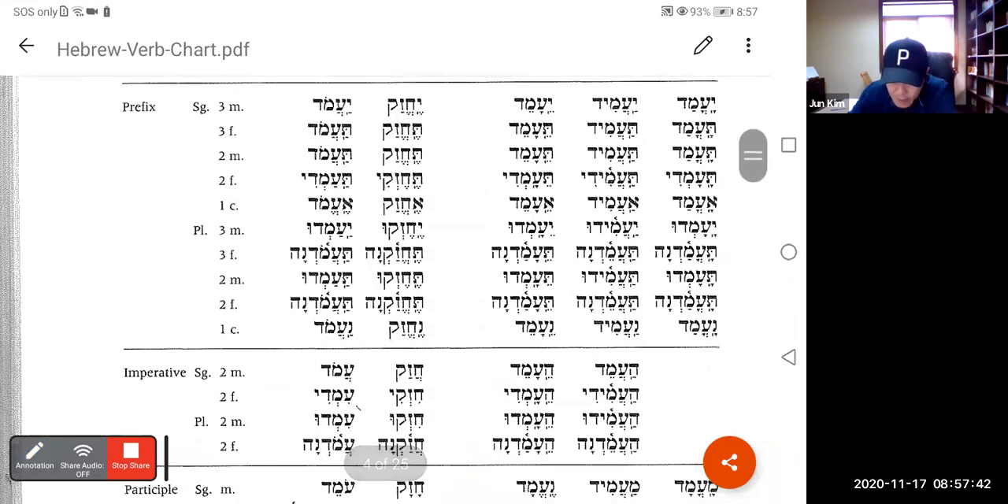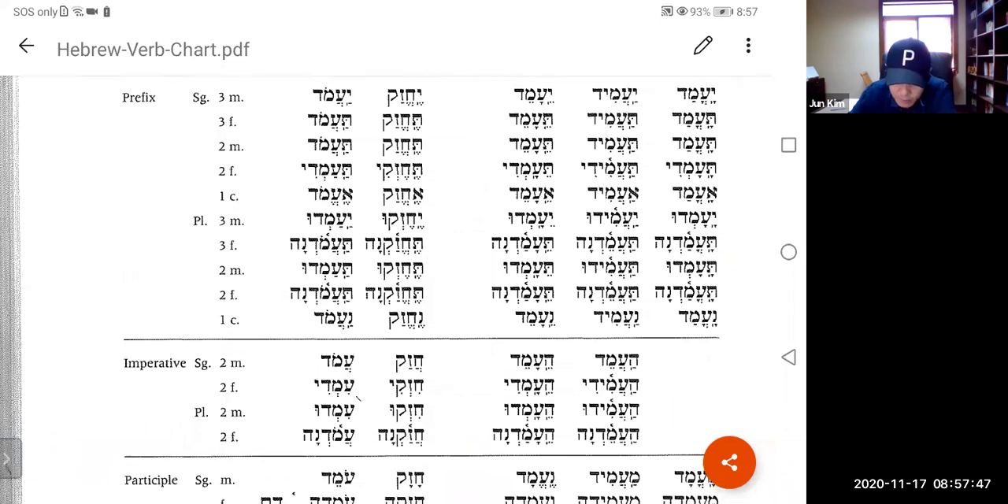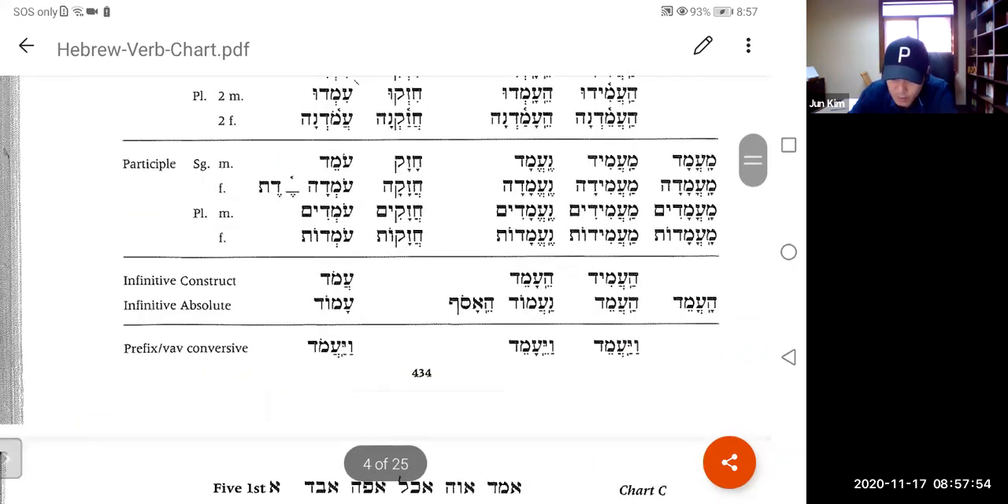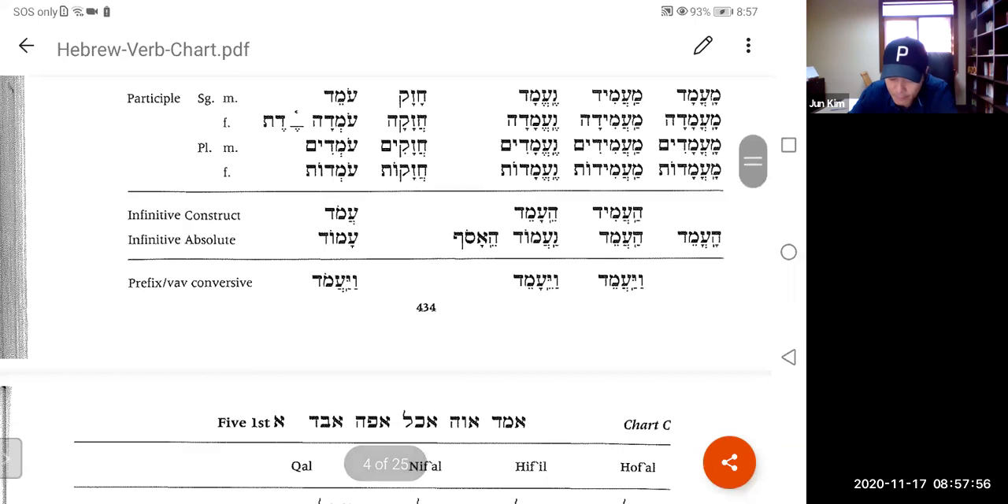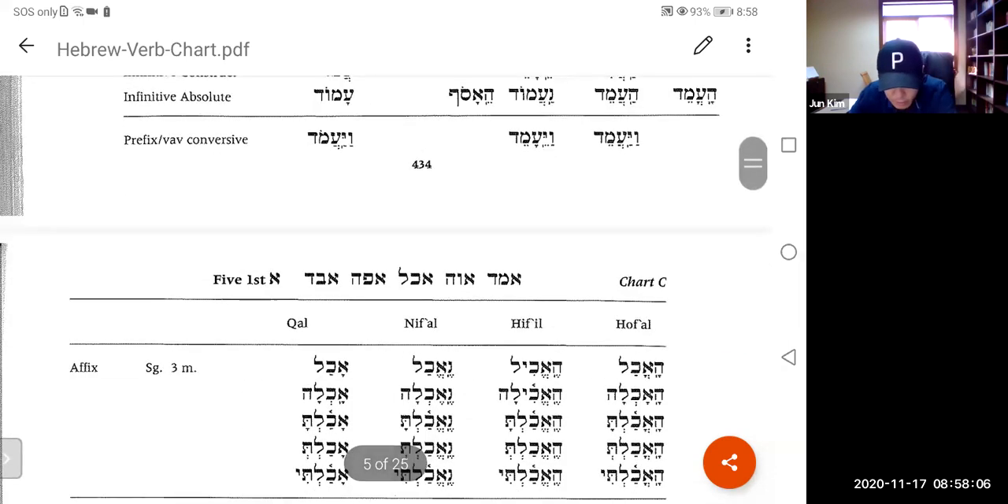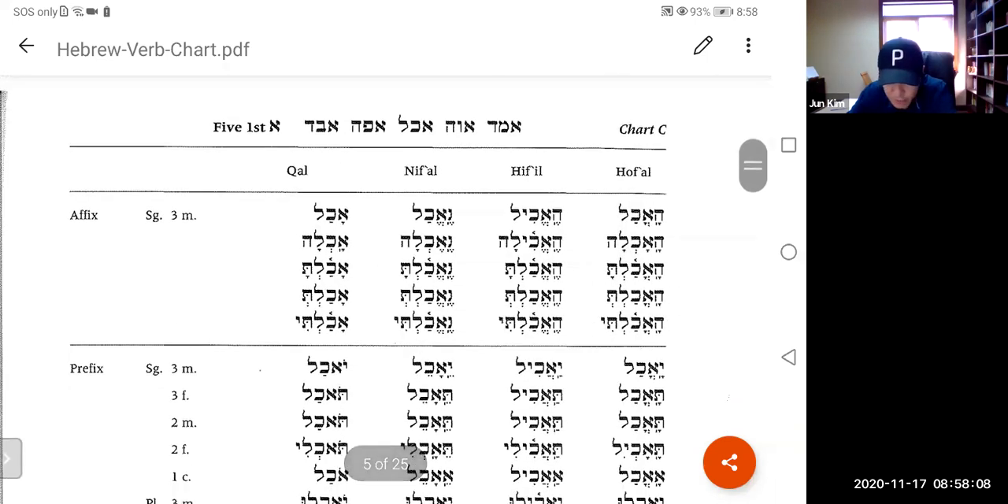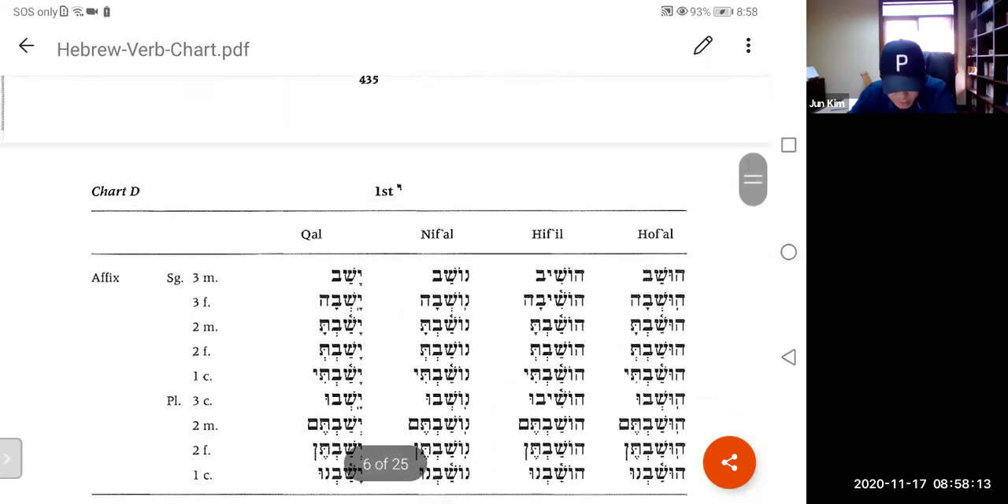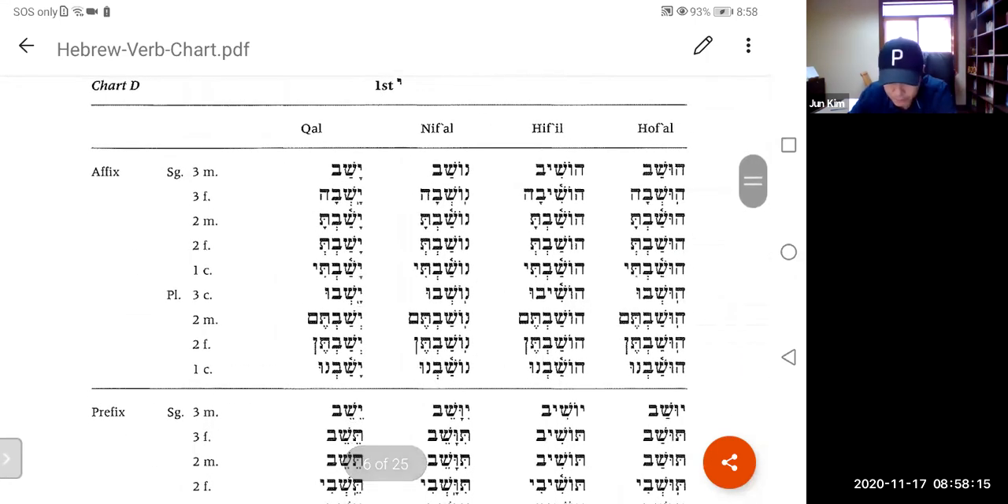Then let's move on. Prefix form, it's the same. You can see the prefix pronoun together with kamets hatuf. And then we have preformative mem together with kamets hatuf for participle form, and for infinitive construct and absolute we take preformative he together with kamets hatuf. Let's move on to first aleph. It's the same. You can consider it as first guttural. Let's look at first yod vav.